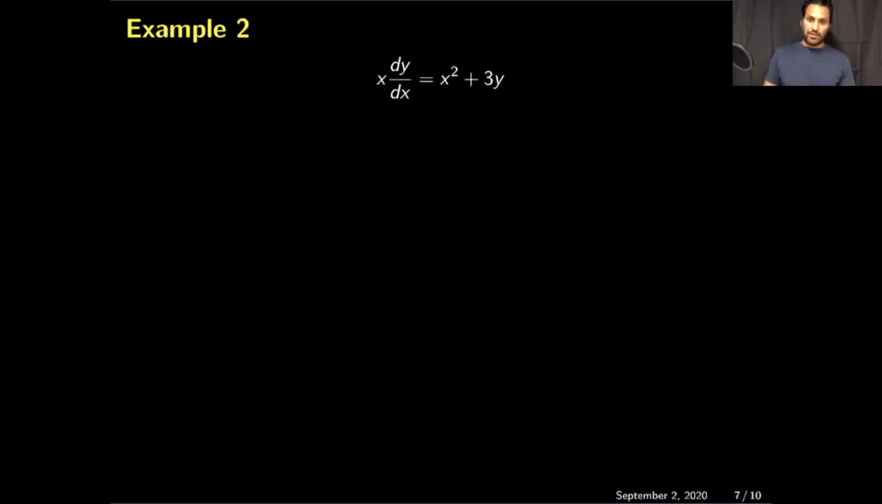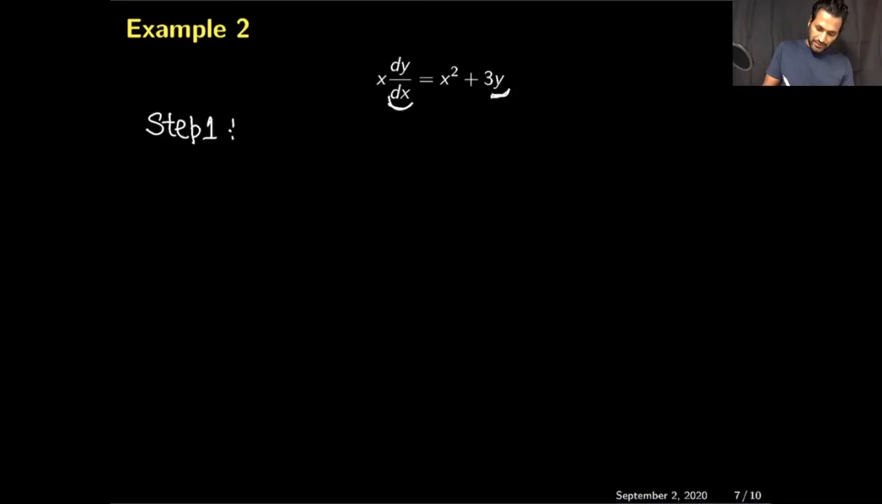Let me take one more example. In this case, as you can see, this is a first order linear differential equation. So the first step is to identify the differential equation and turn it into standard form. It is first order because dy/dx is of degree 1, and y is also of degree 1. So this is a first order linear differential equation.